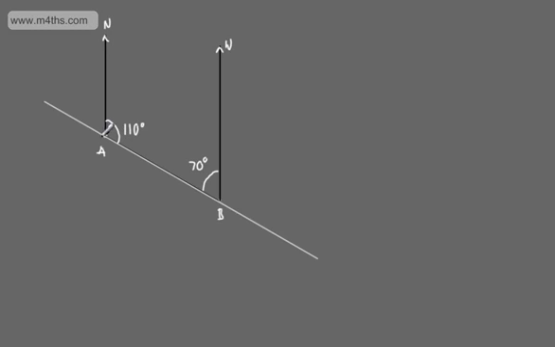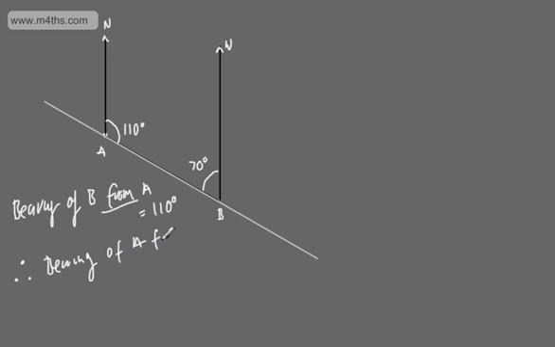If the only bit of information we had was that the bearing of B from A was 110, we could then find the bearing of A from B. So we just have this part in the question: the bearing of B from A. Remember, as soon as we see "from", the north line is there. That is equal to 110. Therefore, and I'll just use the notation for therefore, the three little dots, we can now find the bearing of A from B.